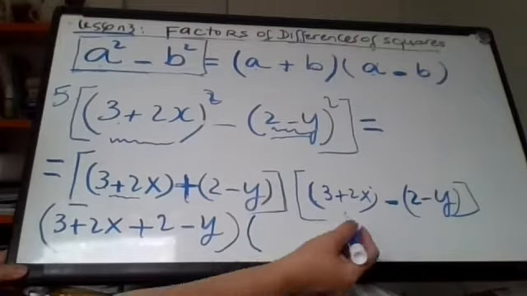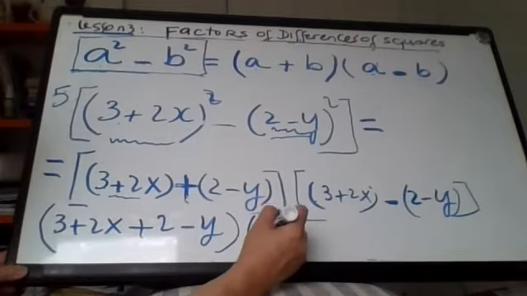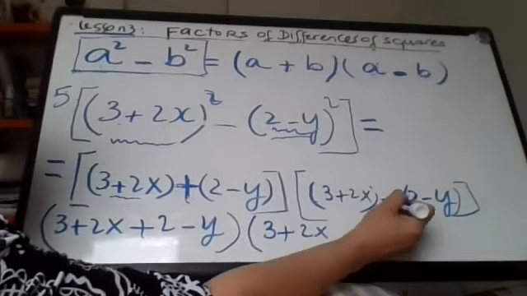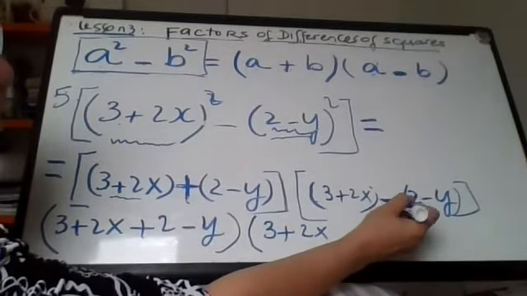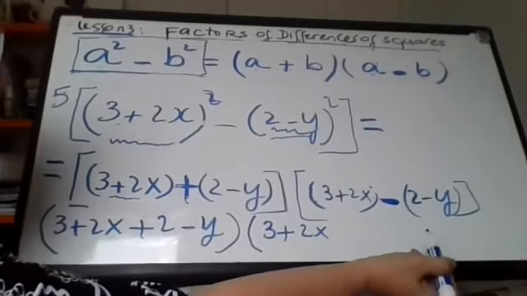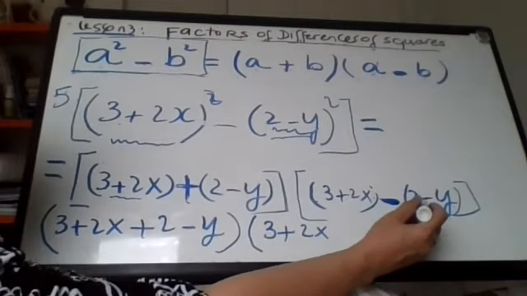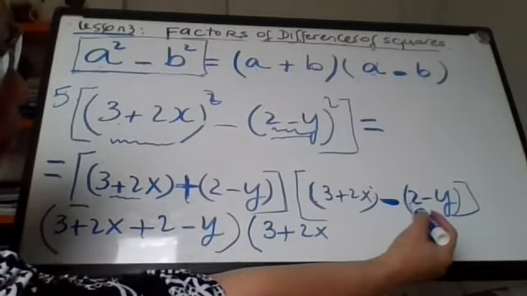I'm going to open another bracket. 3 plus 2x, copy it down, 3 plus 2x. Remember, this is not multiplied. There is a negative between two brackets. All we do is remove the bracket, right? So negative 2, because this is positive.